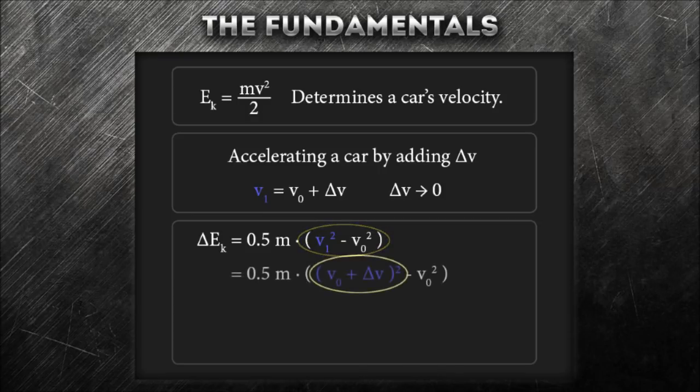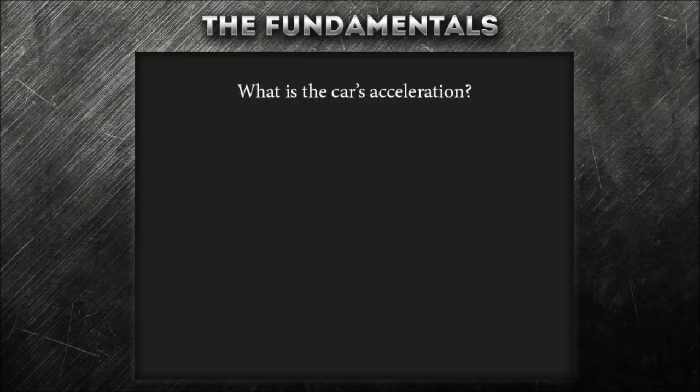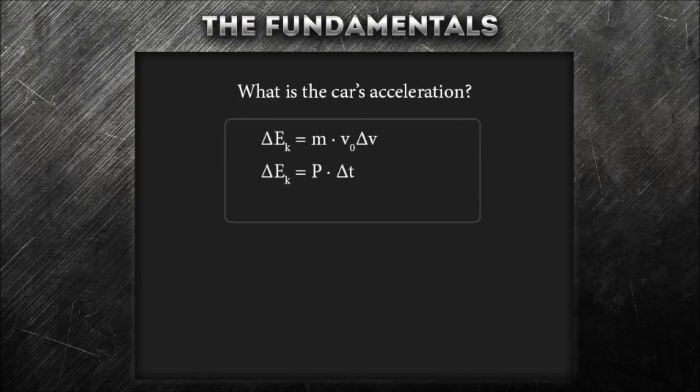Substituting v1 and developing its square, we realize that delta v squared is completely negligible because we made delta v a tiny number. It turns out the difference in kinetic energy is the mass times v0 times delta v. We can now use the expression we just arrived at and combine it with the basic definition of power, which is energy per time, rearranged to energy equals power times delta t.